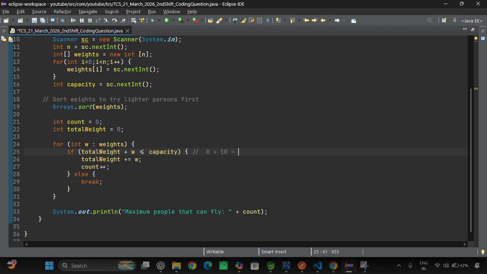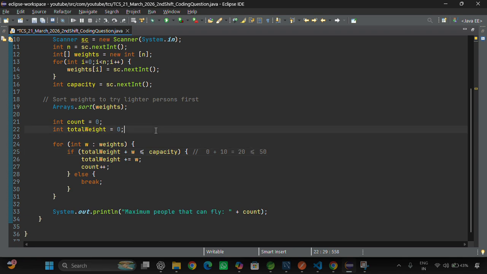So the total weight will be incremented, and now the total weight will be 10. Okay, 10 is lesser than or equal to 50. We will check once. Yes. Based on our test cases I'm running this loop. So with the condition true, again it will go inside.